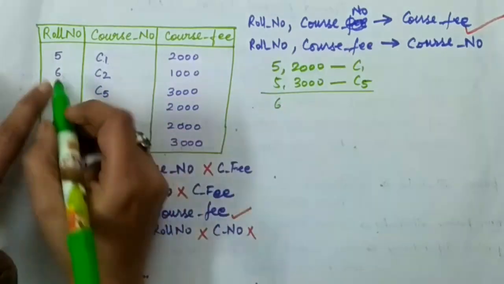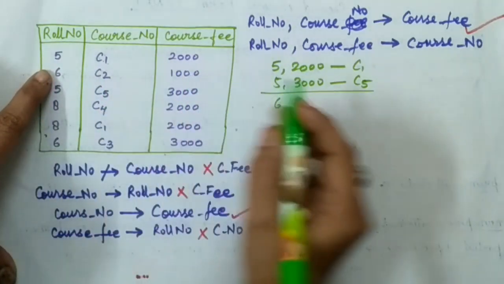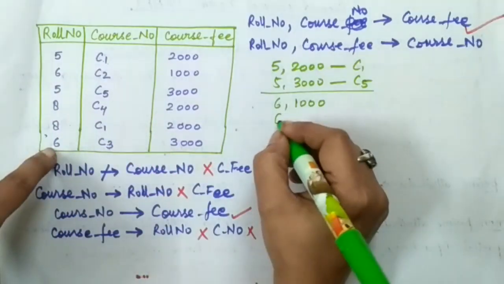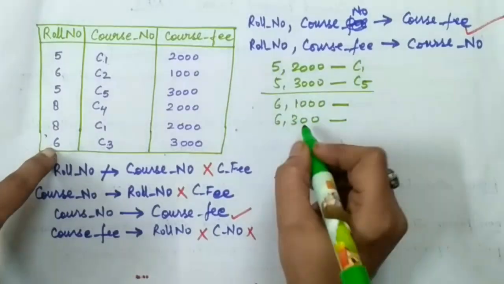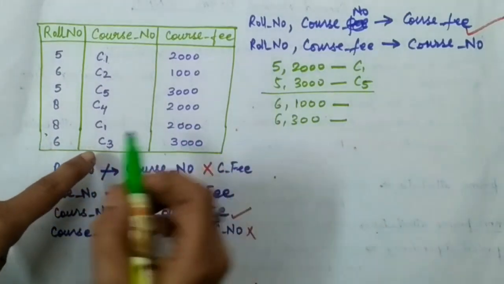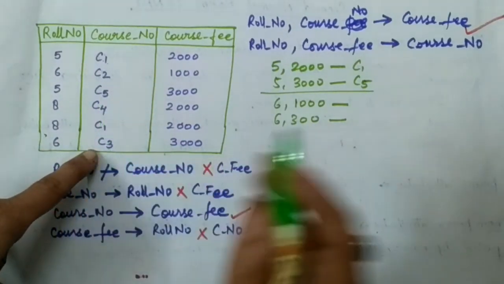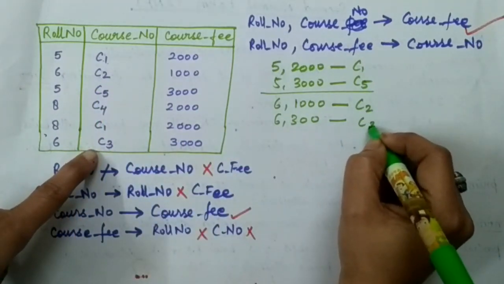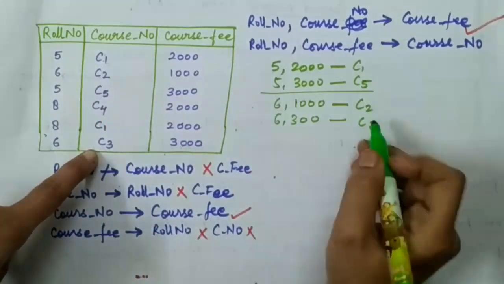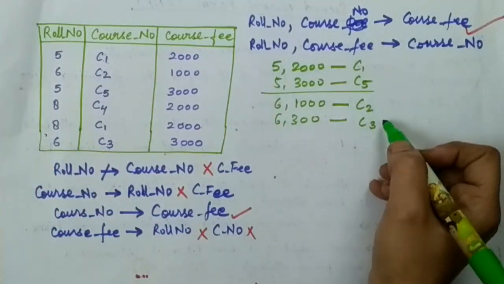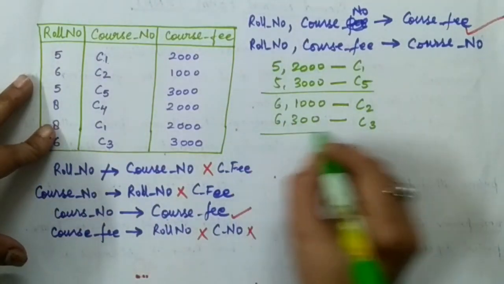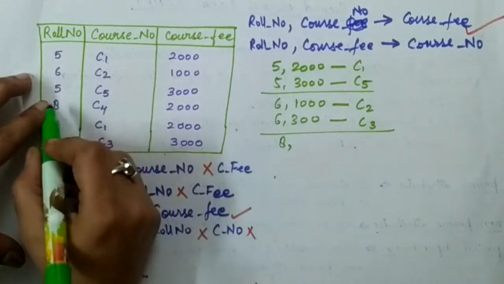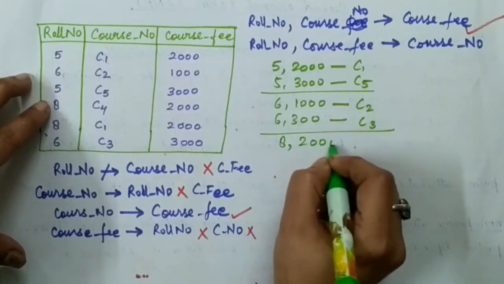Next is roll number 6 and the fee is 1000. For the other roll number 6, the fee is 3000. For two different combinations, I am getting different values, that is, C2 and C3. No problem. It is uniquely identifying tuples. Next combination is roll number 8 and the course fee is 2000.